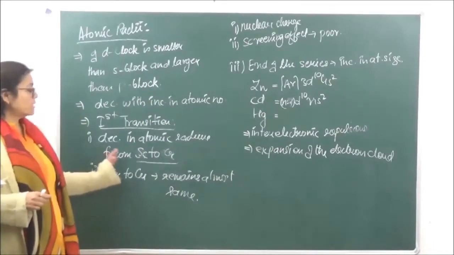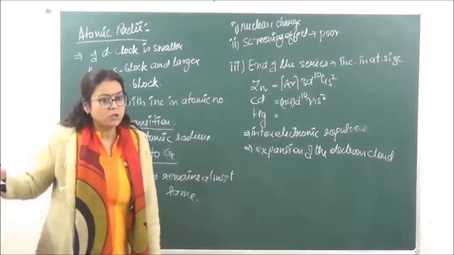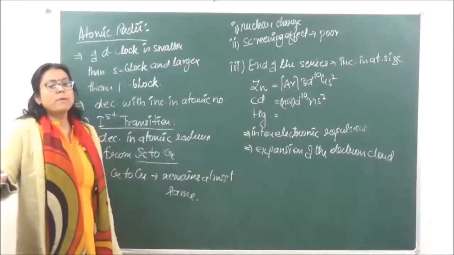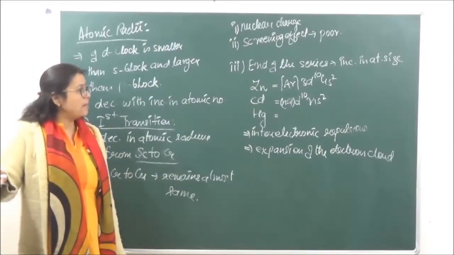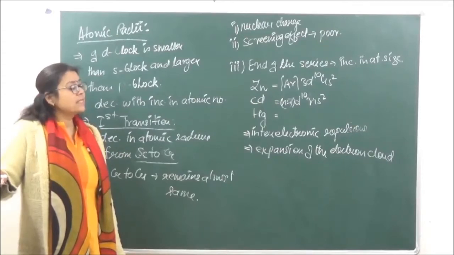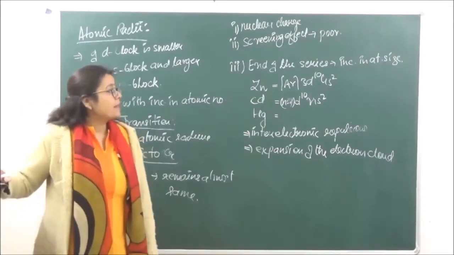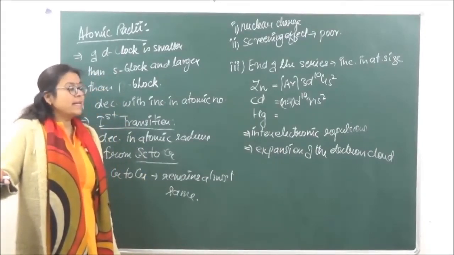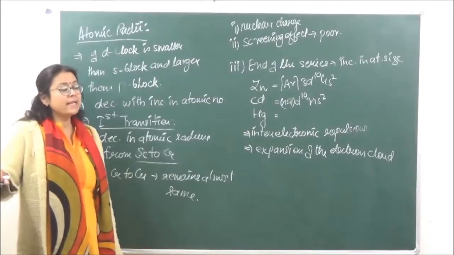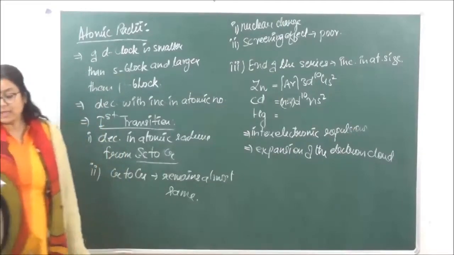When we are talking from scandium to chromium, the size is going to decrease because of increase in nuclear charge. Chromium to copper, it remains the same because the nuclear charge and the screening effect become the same. Thirdly, at the end of the series, the last member, there is going to be a slight increase in the atomic radius. That is because of fully filled electronic configuration, which results in inter-electronic repulsions, resulting thereby in expansion of the electron cloud and hence increase in size.